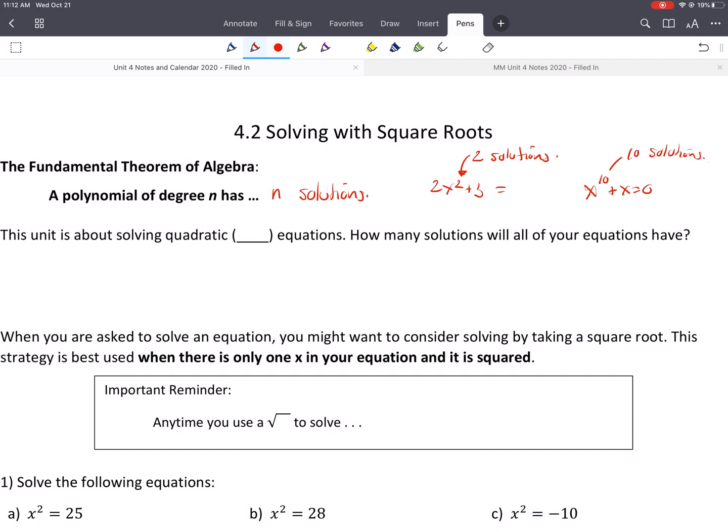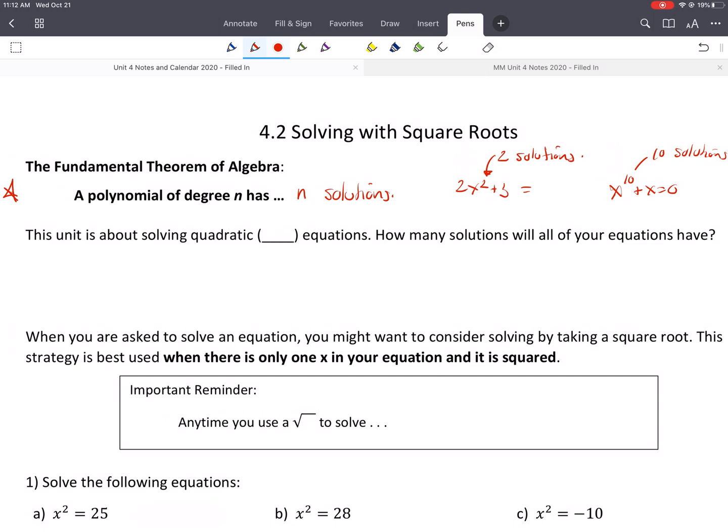In this unit, we already talked about this, just a reminder: since we're using quadratics, we will always have 2 solutions. So that will catch you, hopefully, if you accidentally write only one of the solutions.